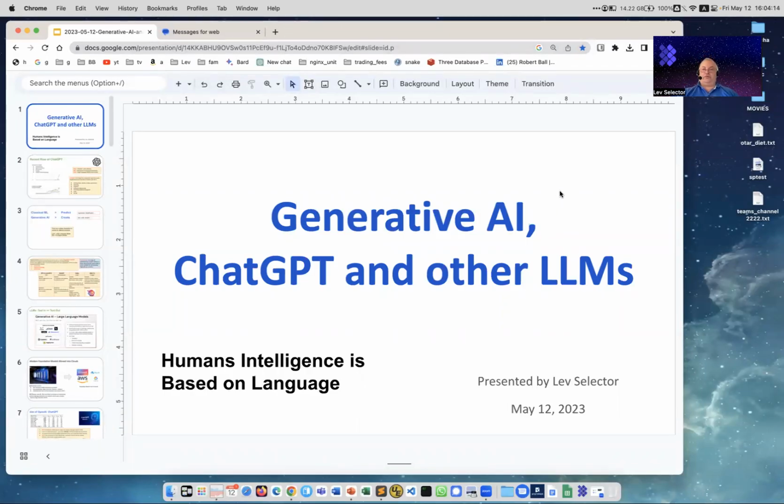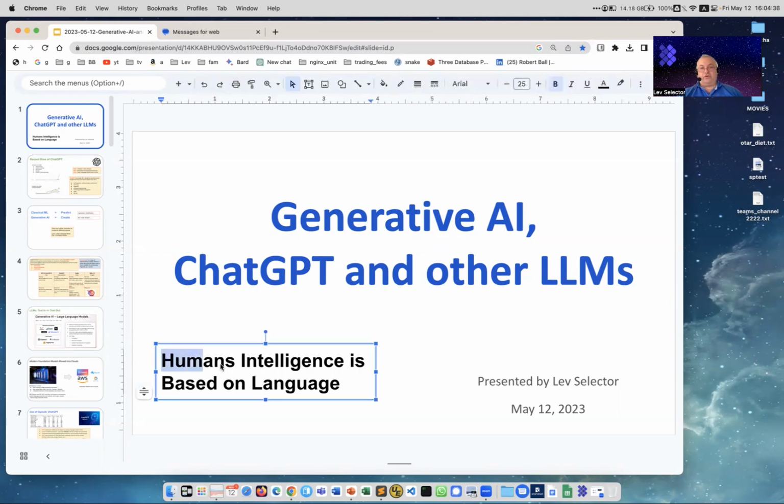Okay, so today we have a very interesting presentation. Well, for me, it was extremely interesting. And I'll be talking about generative AI, ChatGPT, and other LLMs, which is large language models. And I mean, there is a huge growth of interest in the subject. And I want to say a key consideration: human intelligence is based on language.